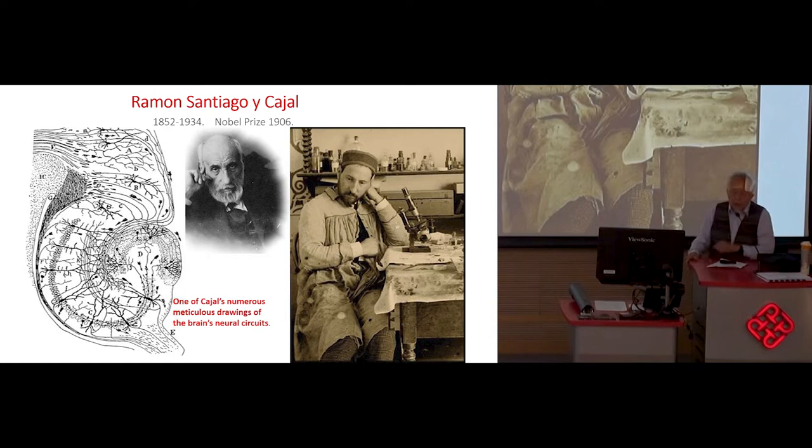So, of course, such great contribution deserved great reward. In 1906, Cajal was awarded the Nobel Prize. And since Cajal, there have been about a dozen or so Nobel Prizes explicating further how neurons communicate with each other.